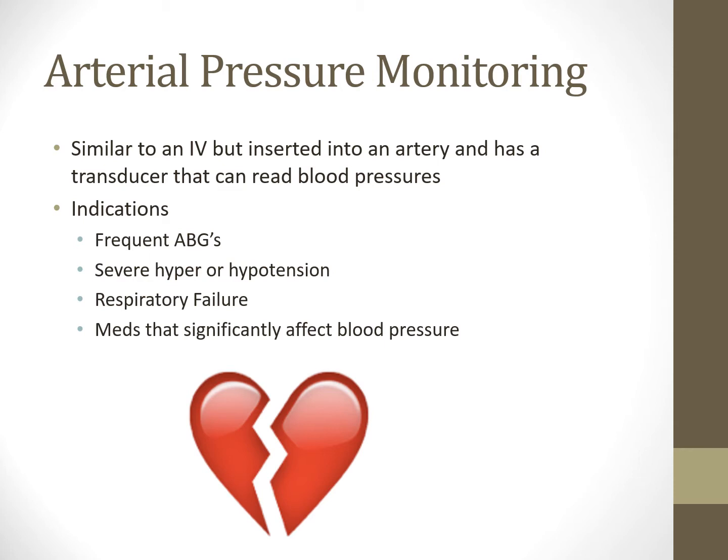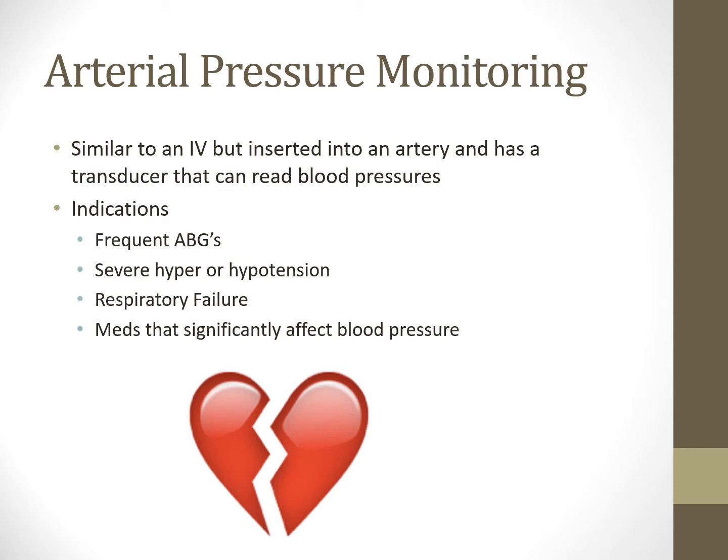So frequent ABGs, and severe hypertension or hypotension, because we're going to have to give them medicine that affects their blood pressure, and we've got to keep a close eye on what's going on with their blood pressure. Instead of every 15 minutes, we need to see what's going on continuously to see if the medicine's working. Should we go up? Should we go down? Right? So if they have a very volatile blood pressure, that's a good indication for an arterial line.